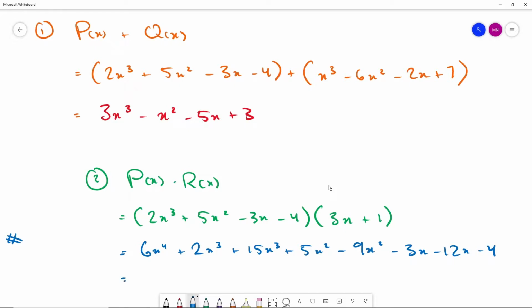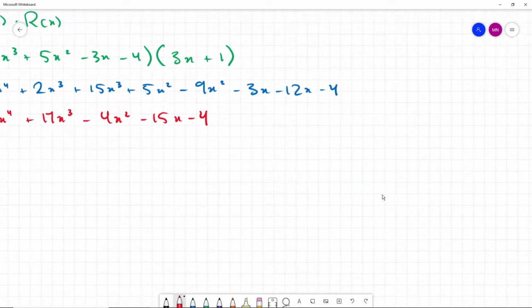Okay, then we simplify. We do addition and subtraction where the x comes from the same degree. So 6x to the power of 4 plus 17x to the power of 3 minus 4x squared minus 15x and minus 4. Okay, that is the example for multiplication of polynomials. Now let's look at another example for division. Okay, our example number 3.